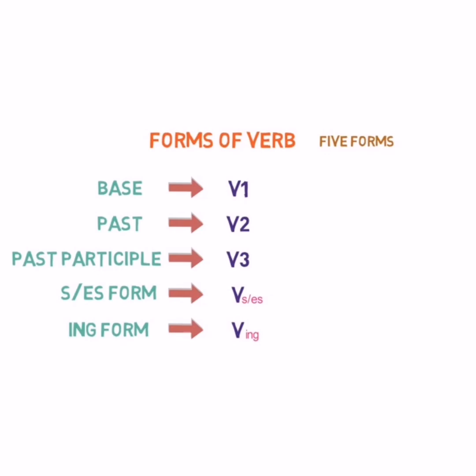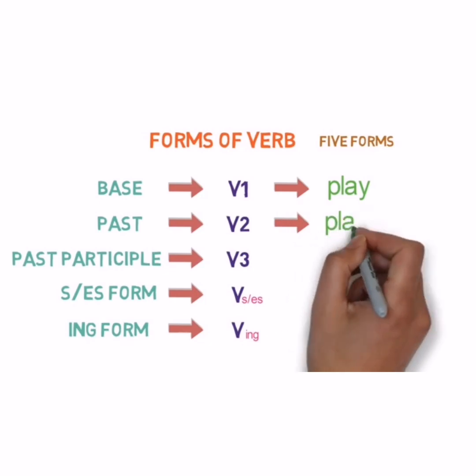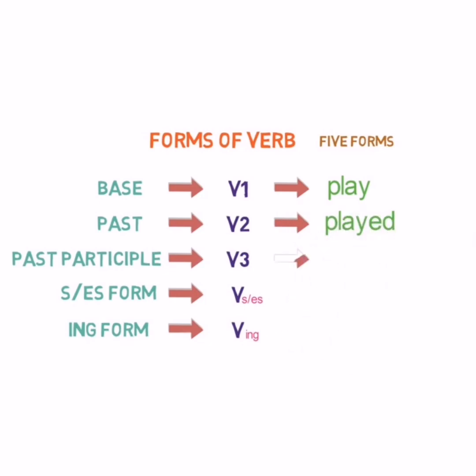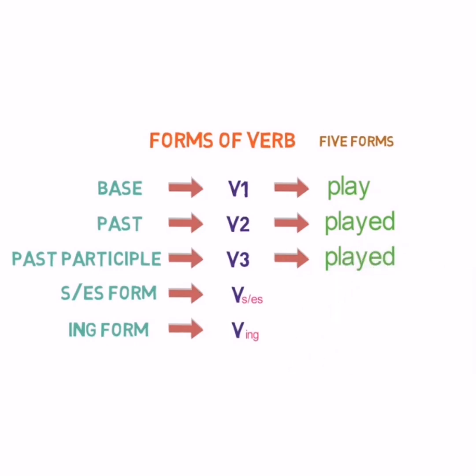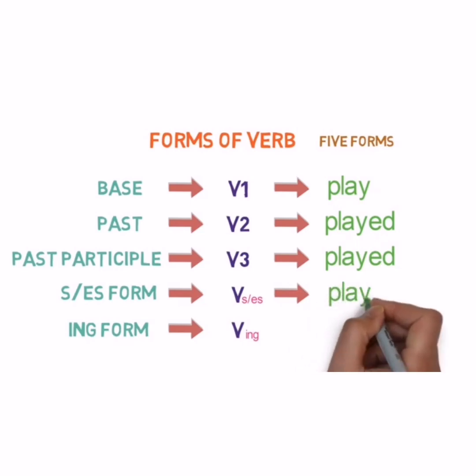Let's look into an example of the verb play. The base form of play is play. The past form of play is played. In the past participle, it is played. In S or ES form, it is plays. And in the ING form, it is playing.